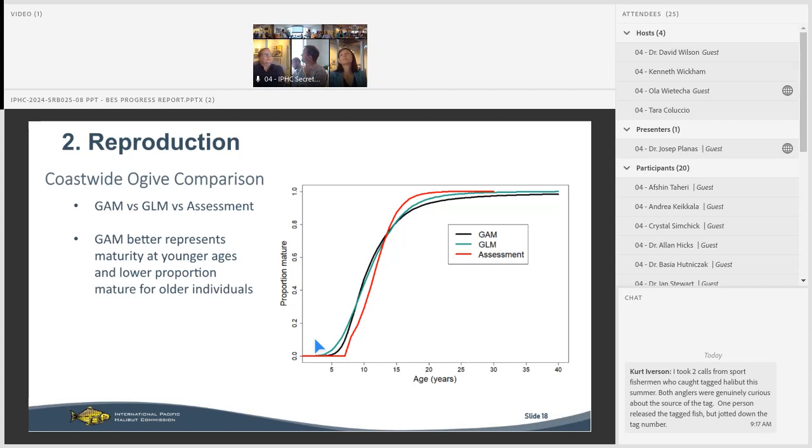So you can see how they're differing in how they're estimating proportion mature for females for the coastwide stock. And as you can see, the GAM overall is a better estimator for proportion mature at younger ages, but also at older ages. Whereas the GLM is tending to hit 95 to 100% maturity sooner than the GAM. But we know that not necessarily to be biologically true, because we are seeing that there are individuals 20, 25 years old that are immature. Yeah, so this is just a good representation of how the model outputs differ.